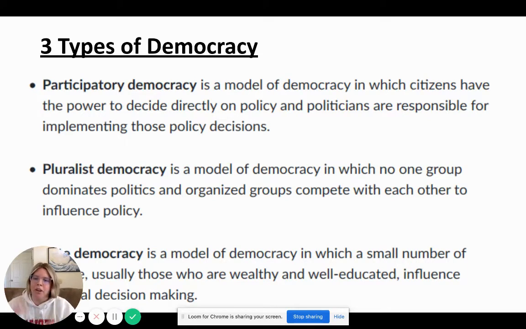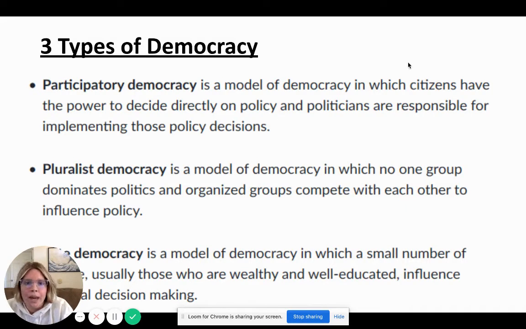You've got many groups that are kind of fighting each other out, and they're competing to influence policy and power. Because they're checking each other, you're not going to have one group dominate and take it all. And then you've got the elite democracy, a model of democracy where just a small number of people, usually the wealthy and the well-educated, influence decision-making.